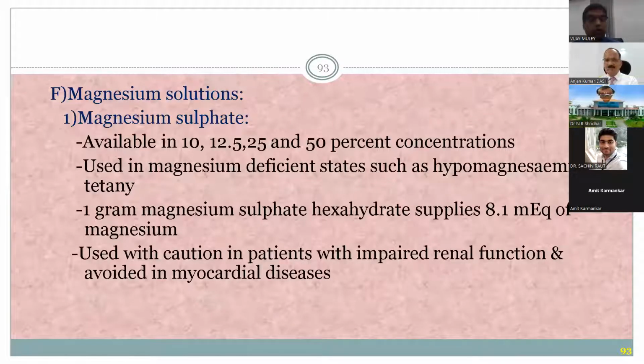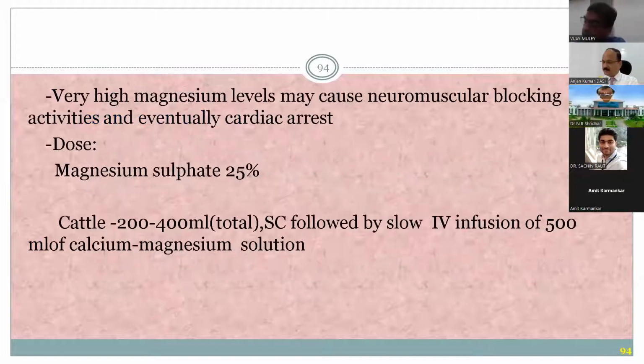And magnesium sulfate is also used as an adjunct along with calcium borogluconate, or it's also called calcium magnesium borogluconate, and you can see the combination on the slide. 1 gram of magnesium sulfate supplies 8.5 milliequivalents of magnesium, and this is also used for combined therapy of calcium and magnesium deficiencies. Usually cattle require 200 to 400 ml of this calcium and magnesium content, subcutaneously followed by slow IV. It needs to be administered slowly, or else the animal may collapse.